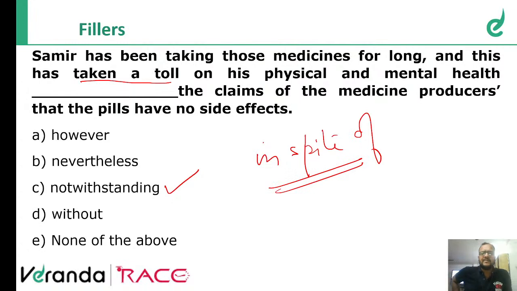So despite the claims of the medicine producers that the pills have no side effects, Samir's health has taken a toll. The medicines have taken a toll on his physical and mental health, in spite of the claims of medicine producers that the pills have no side effects. So notwithstanding means in spite of. Nevertheless means still. However is equivalent to but. Nevertheless is still. Without, you know the meaning of without, right? So notwithstanding will be the correct answer.